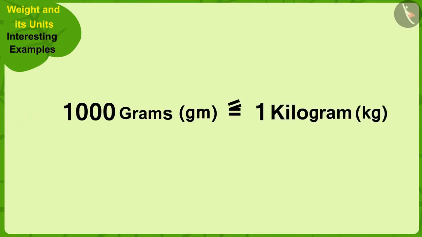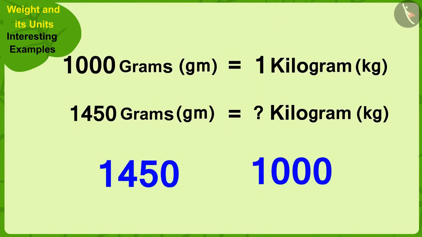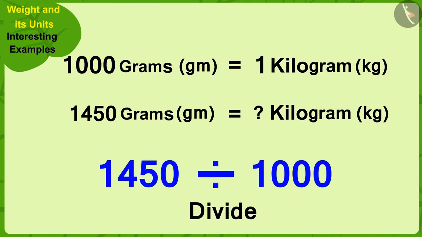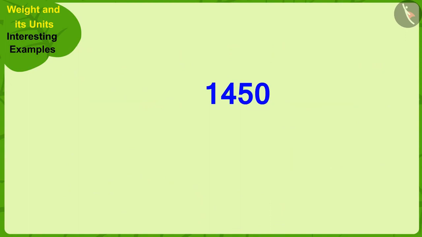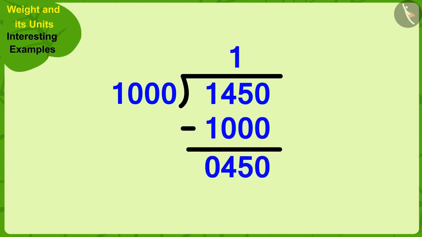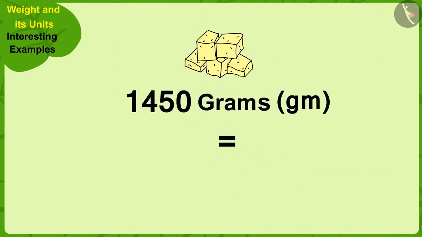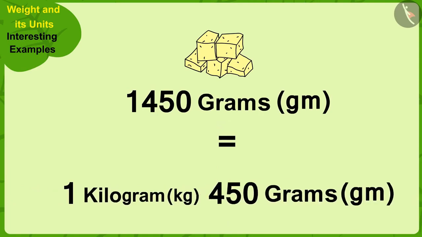1000 grams is equal to 1 kilogram. So, to find out how many kilograms is equal to 1450 grams, we only have to divide 1450 by 1000. We can divide 1450 by 1000 in this way. Now, it is very easy. Whatever number is written here on top is in kilograms, and the remaining number are the remaining grams. This means 1450 grams is 1 kilogram and 450 grams.